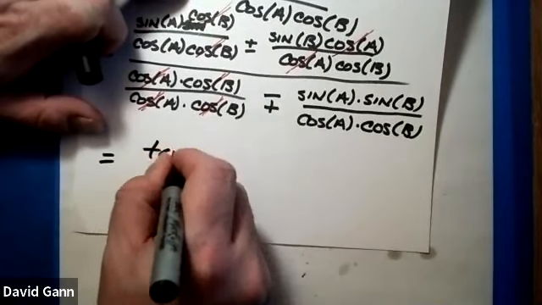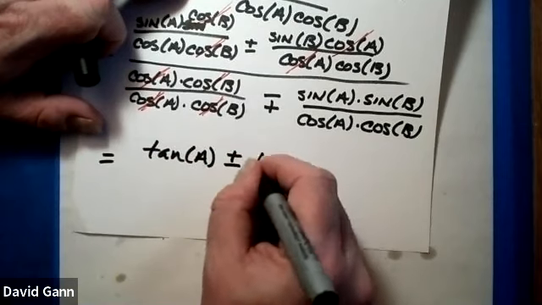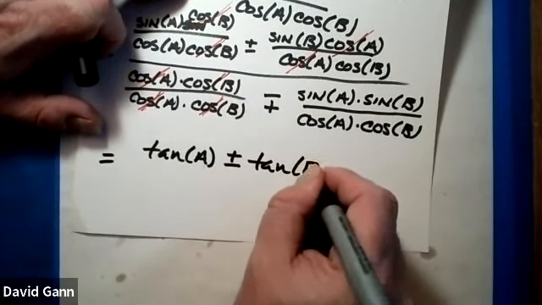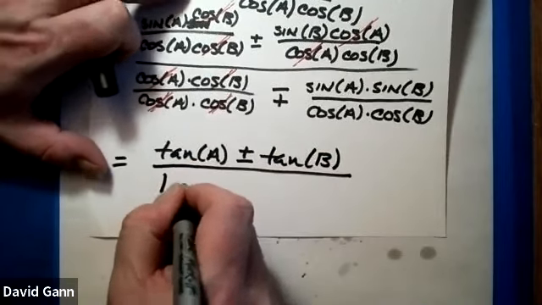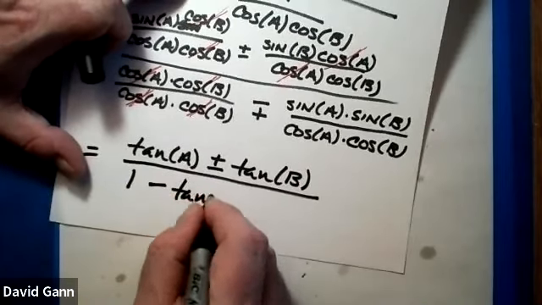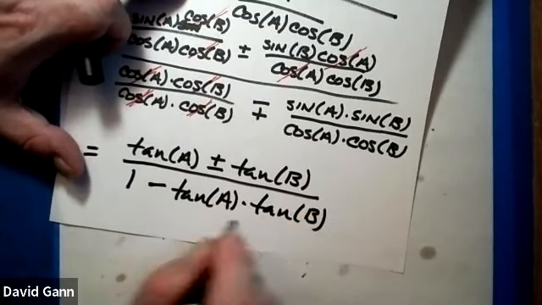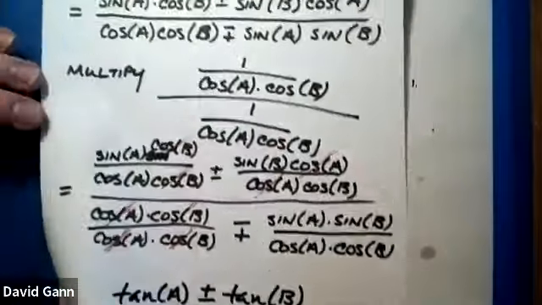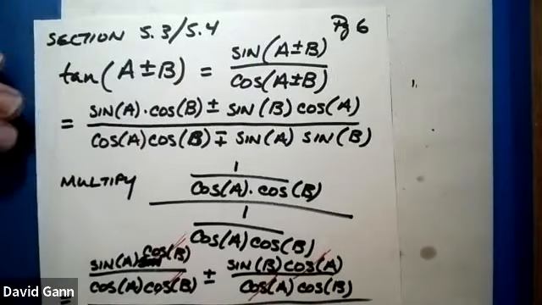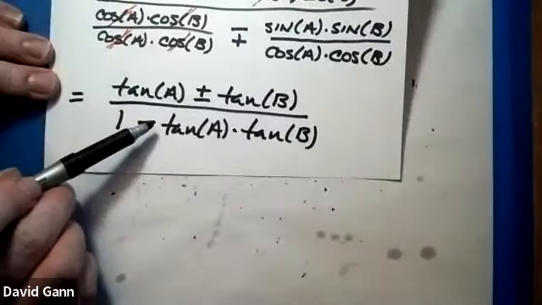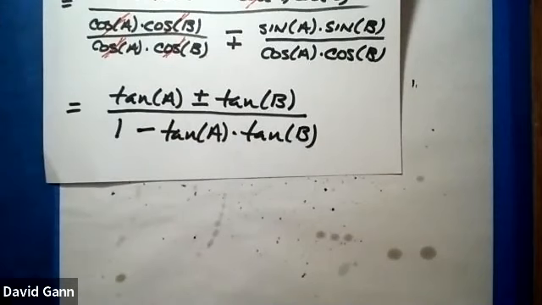This is tangent of A plus or minus tangent of B, all divided by 1 minus the product tangent of A times tangent of B. Okay? So there's your formulation for tangent of a sum or difference. It looks a little awful, but it's the best we can do.